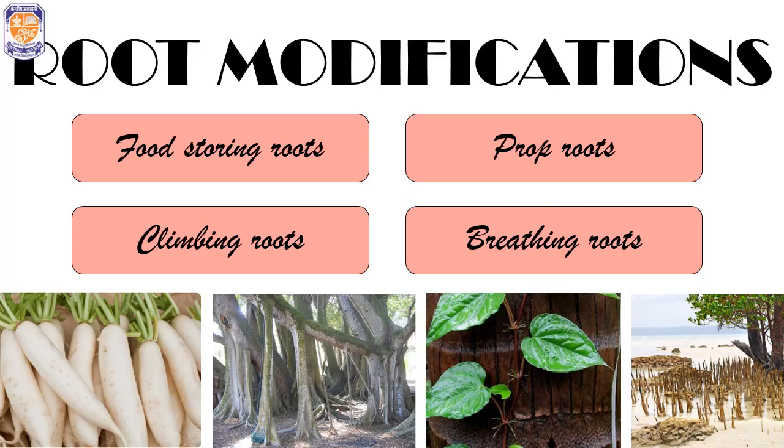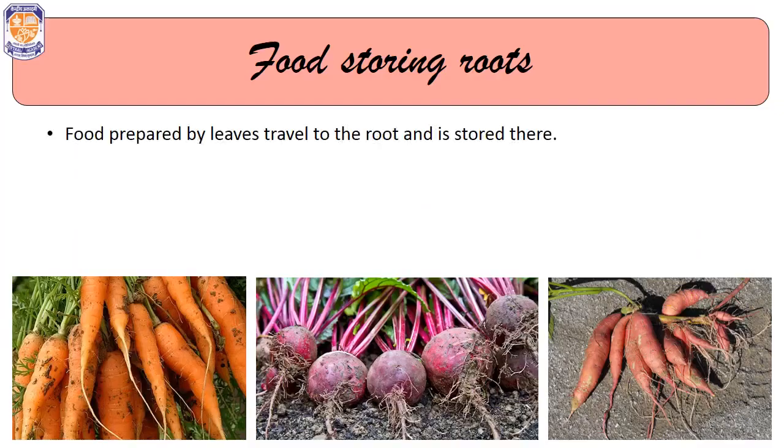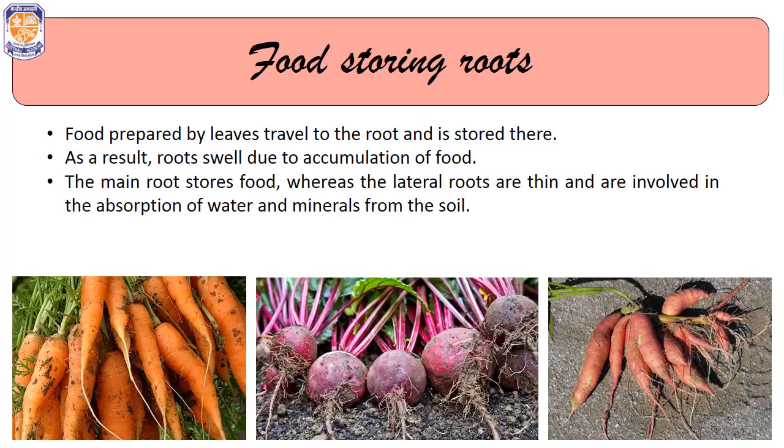So we'll begin with the food storing roots. Food prepared by the leaves travel to the roots and is stored there. You have previously studied in the previous chapter that food is prepared by the leaves of the plant. Once it is prepared in the leaves, it moves to the roots of these plants and gets stored there. As a result of accumulation of food, these roots swell in size, and then they store their food in the main root, and the lateral roots are used for the absorption of water and minerals from the soil.